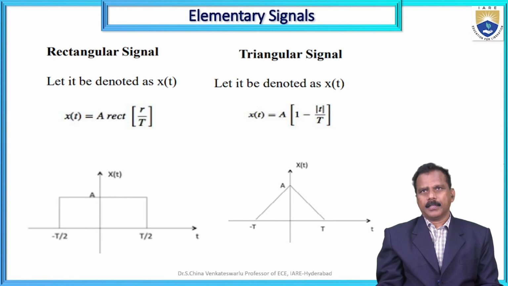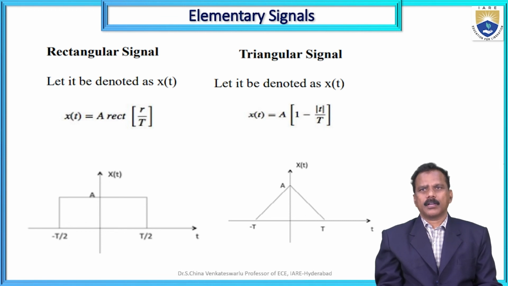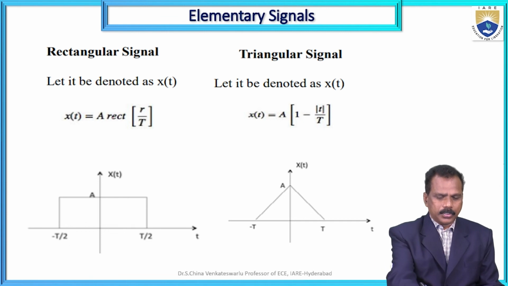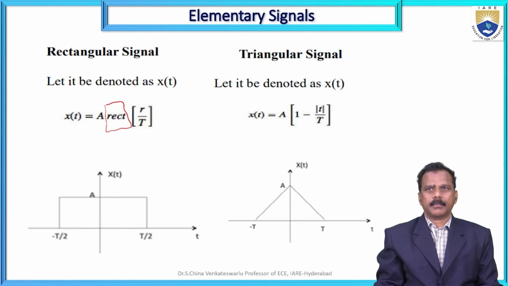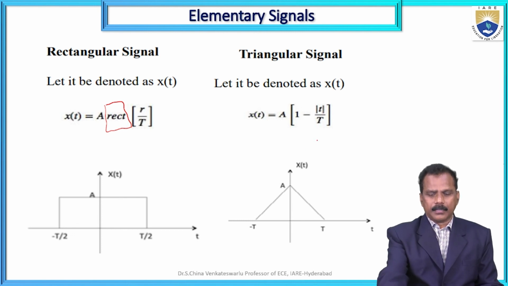Elementary signal, if you consider a rectangular signal or a triangular signal, let it be denoted as x of t. Both cases, the rectangular and triangular, are similar, but here the rectangular involves rect of t by capital T. In the triangular case, it is a into 1 minus mod small t by capital T.